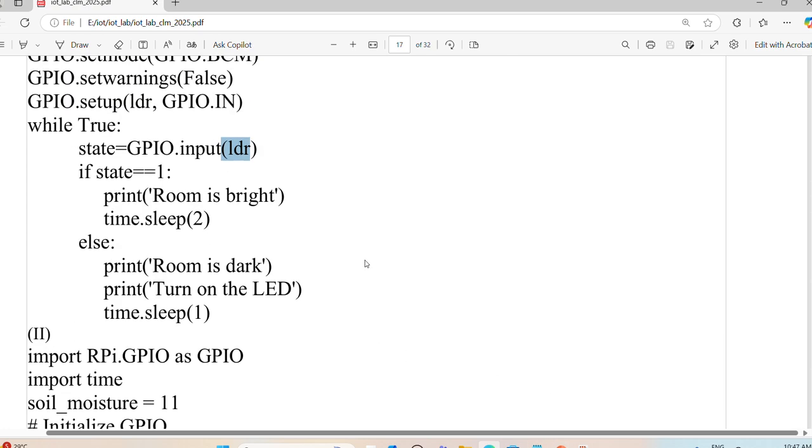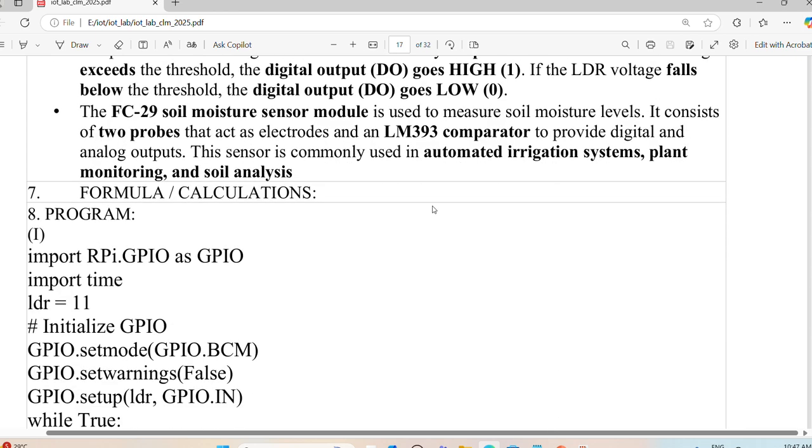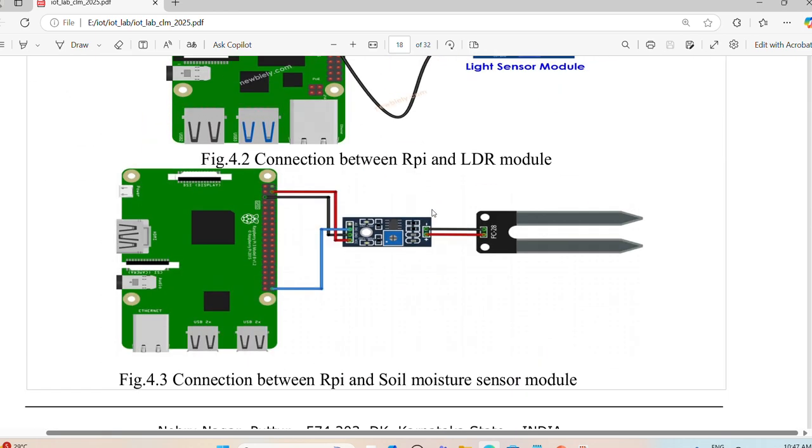Similarly, if I'm using a soil moisture sensor, the way the soil moisture sensor works is that you have this device, the soil moisture sensor. One end of this probe is connected to the comparator, and another end of this comparator is connected to Raspberry Pi. So this is the connection. You have again 4 pins here: analog output, digital output, VCC and ground. This system works with 5 volt.